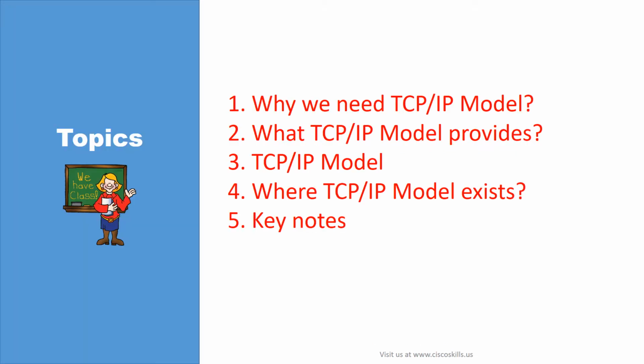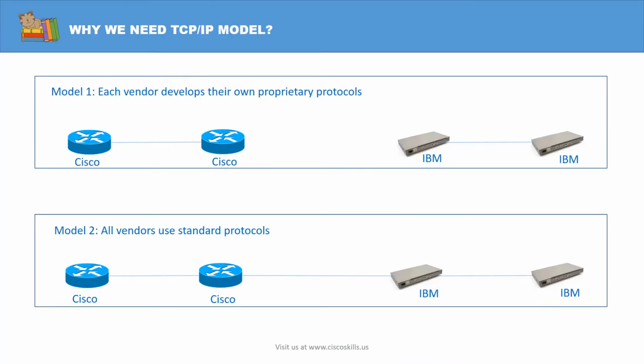In this video, we'll talk about the following topics. First of all, let's answer the question why we need TCP/IP model. Next, we'll find out what TCP/IP model provides in terms of transferring data. Then, we'll see how TCP/IP model looks like. After that, we'll look into where the TCP/IP model exists. Finally, we'll sum up our video with the keynotes.